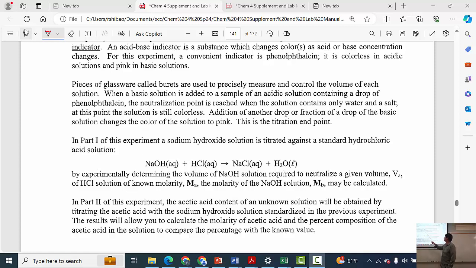When a basic solution is added to a sample of acidic solution containing a drop of phenolphthalein, the neutralization point is reached when the solution contains only water and a salt. At this point, the solution is still colorless. Addition of another drop or fraction of a drop, we want to go with a fraction of a drop, like a half a drop, of the basic solution changes the color of the solution to pink. This is the titration endpoint. In other words, we're going to have our acid, and then start adding base until we get right to the equivalence point, and then add a half a drop more to get to the endpoint, being the pink color.